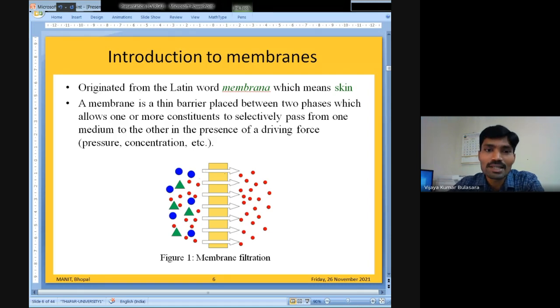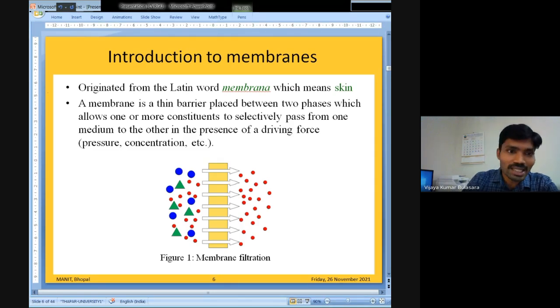In the case of semi-permeable membranes like those used in reverse osmosis, the membrane allows only solvent to pass through, whereas in other processes like microfiltration, ultrafiltration and nanofiltration, there are finite-size pores which allow one or more constituents to pass through the membrane. So this is about membrane filtration, and this filtration can be operated in two different modes: dead-end filtration and cross flow filtration.